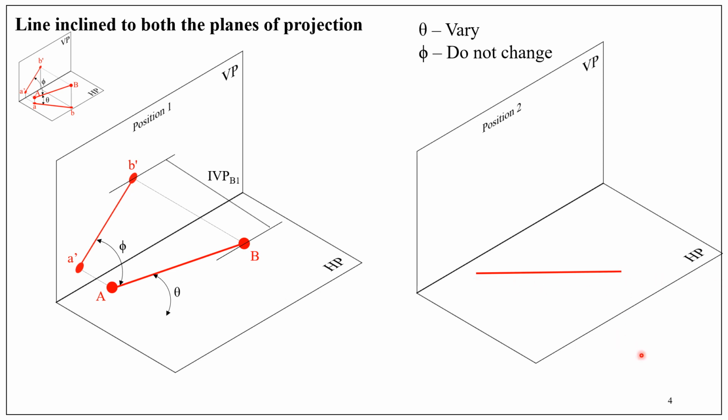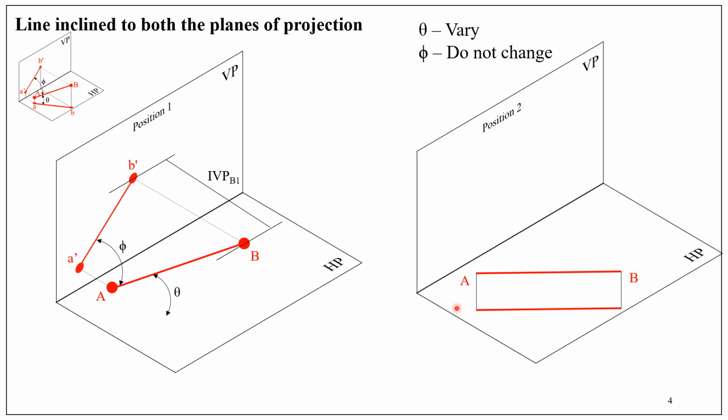How do we say the line is parallel to horizontal plane? Because the points A and B are at equal distance from the horizontal plane, and this is the corresponding top view. In position 2, the line is parallel to HP. Therefore, top view shows the true length of the object. So this is our imagination or our assumption. This is not the true condition. True condition is it is inclined at an angle theta.